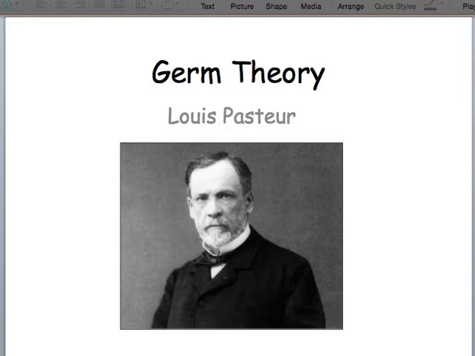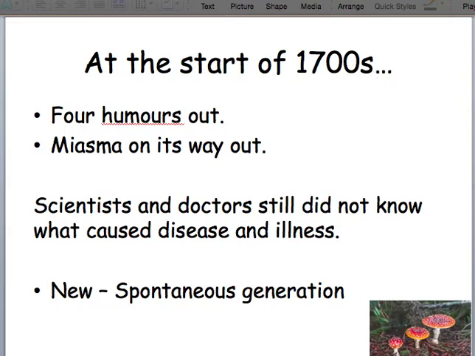So Louis Pasteur, and later we'll talk about Robert Koch, who also developed the work of Louis Pasteur. But today we're just going to focus on this lovely gentleman here, Louis Pasteur. But let's just quickly remind ourselves that at the start of the 1700s, lots of things had already changed.